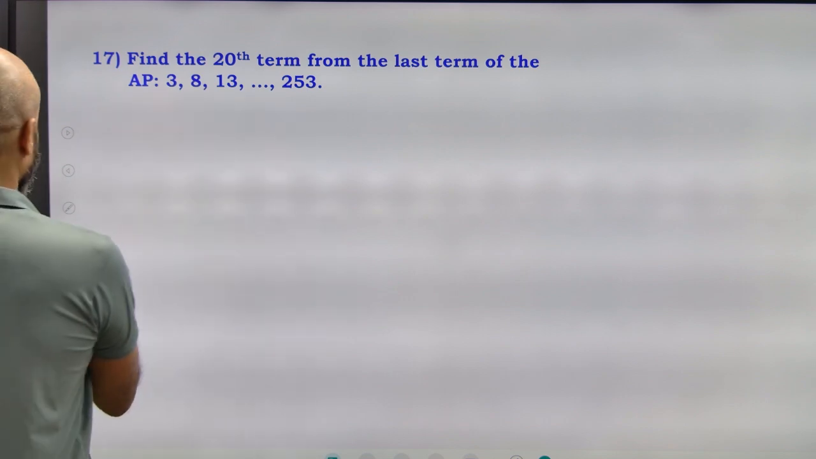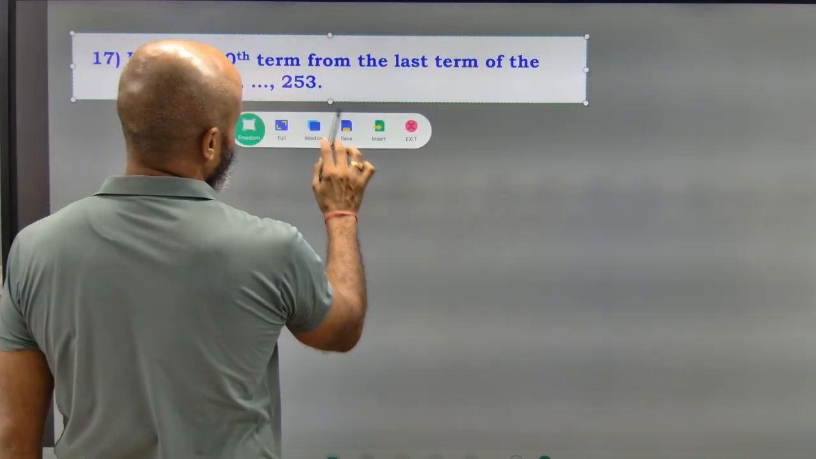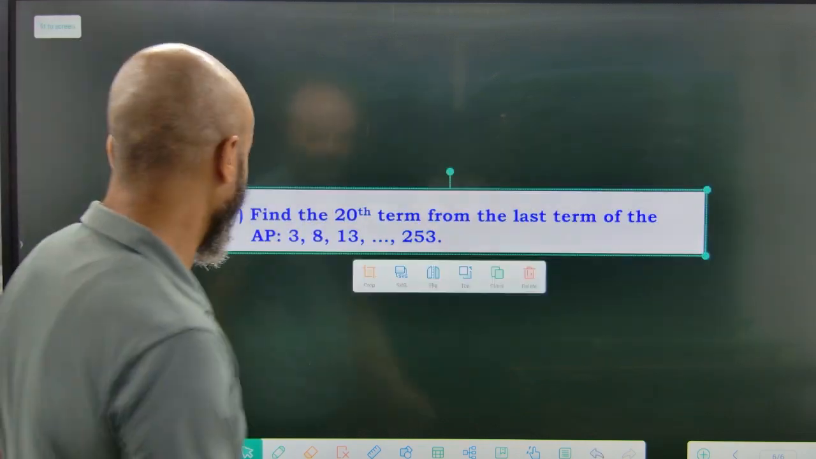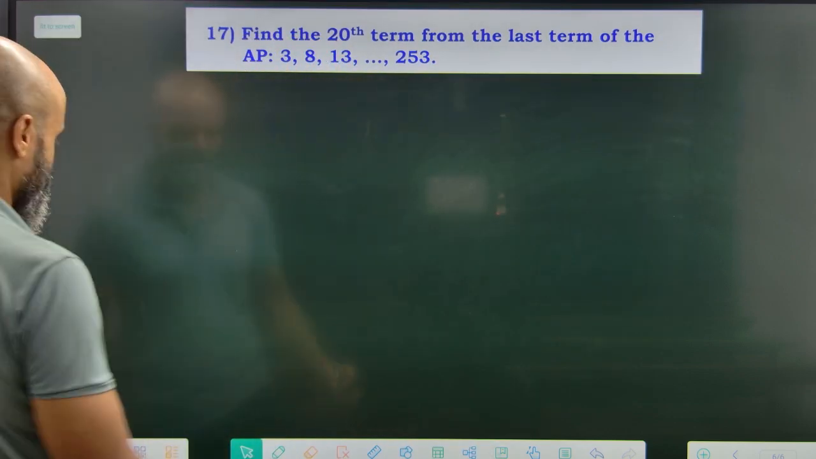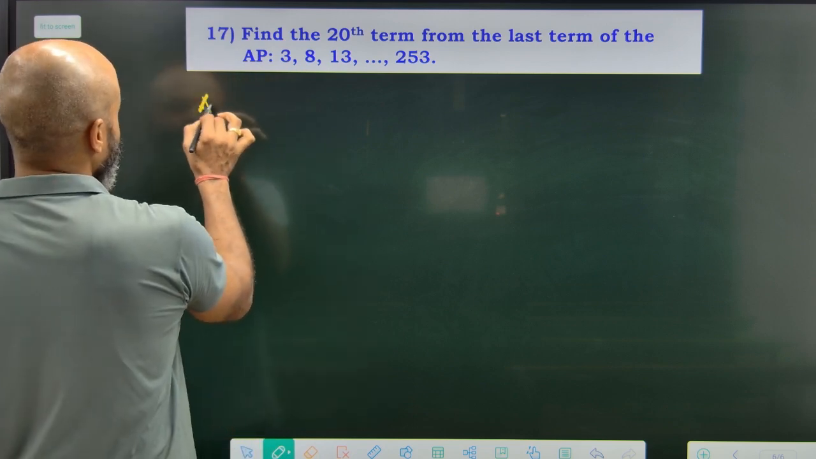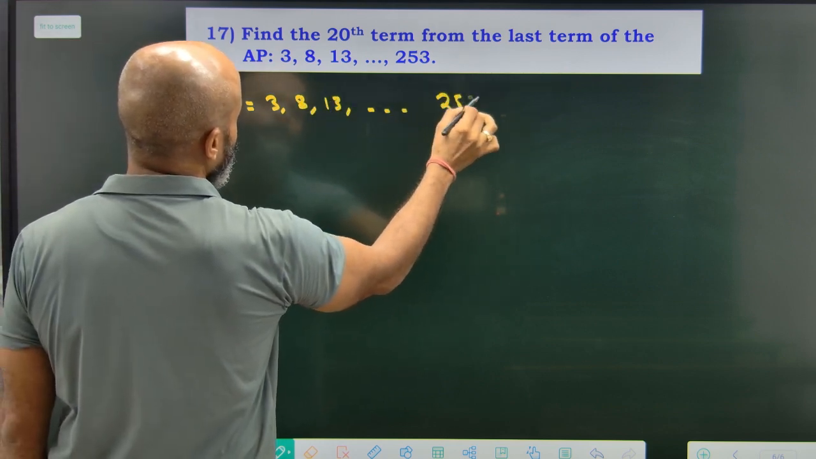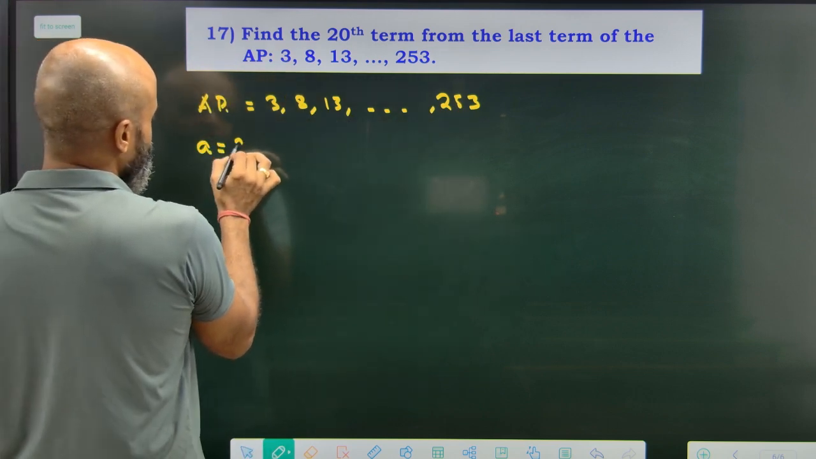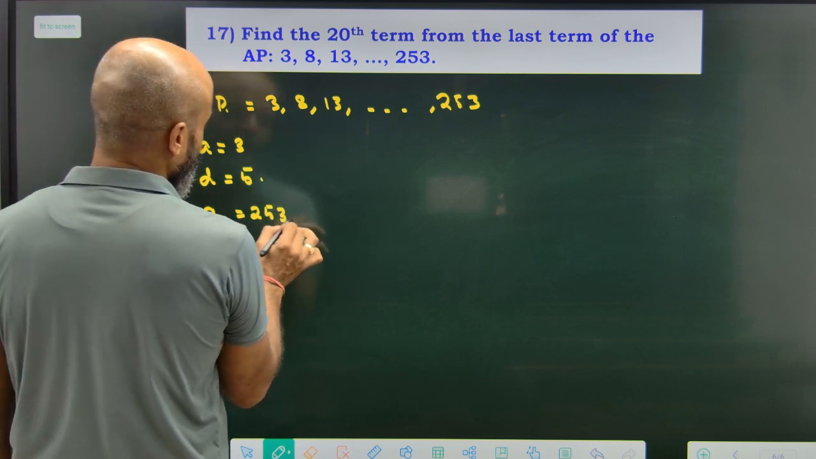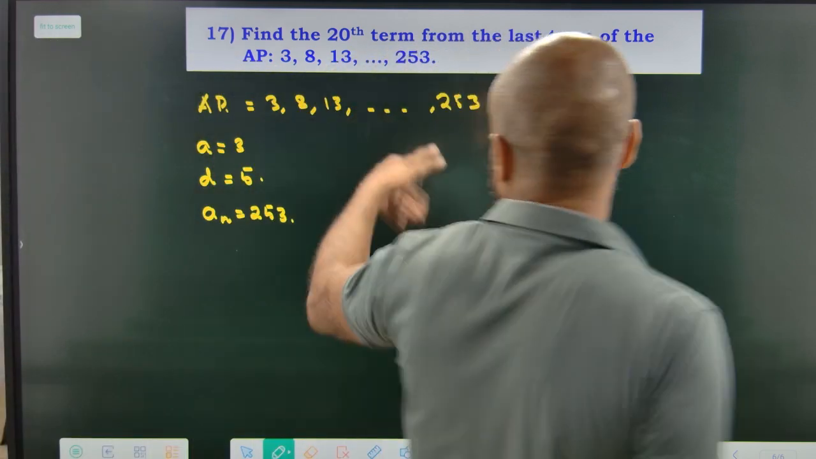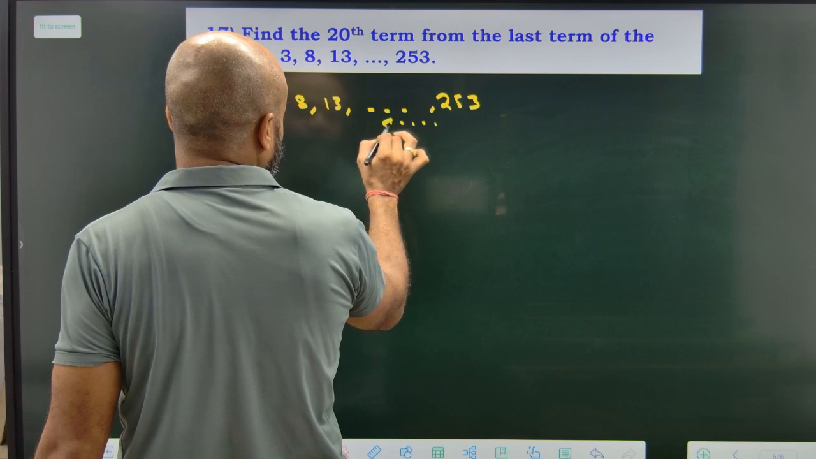Find the 20th term from the last term. Now this is basically a tricky question. You have to find out the 20th term from the last term. So let's first evaluate the AP here. The AP is 3, 8, 13 and so on and so forth till 253. So obviously a here is 3, d is 5 and an is 253. Now we have to find out the 20th term from the last term.